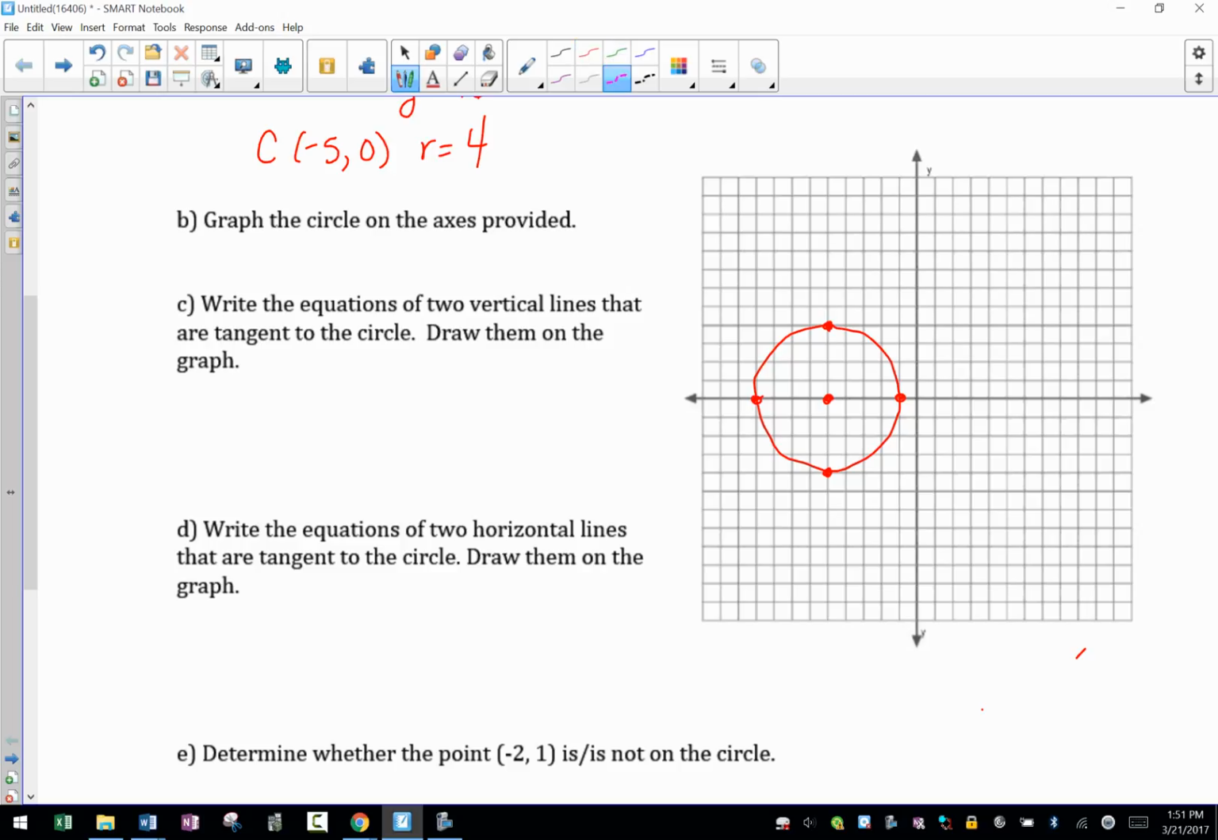Well, vertical means it goes up and down. So here's a line that's vertical that touches the circle once, and here's a line that's vertical that touches the circle once. What are the equations of those lines? Well, let's see. That's at x equals negative 1, and this is at x equals negative 9. Oops, forgot to write x equals.